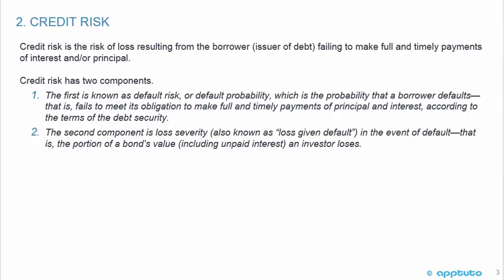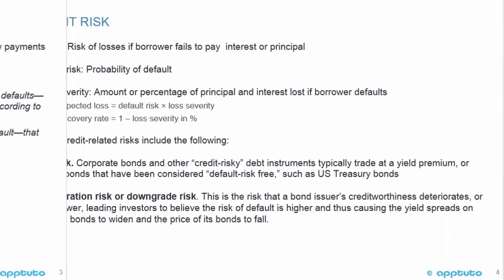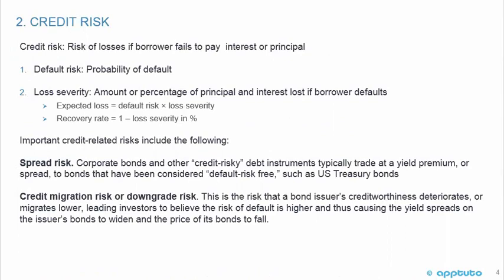The second component is loss severity, also known as loss given default in the event of default. That is, the portion of the bond's value, including unpaid interest, an investor loses. So again, credit risk is the risk of losses if the borrower fails to pay interest or principal. 1, we have the default risk, which is the probability of default. 2 is the loss severity, the amount or percentage of principal and interest lost if the borrower defaults.